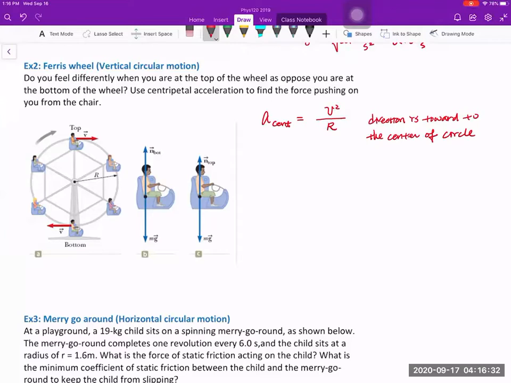Now to understand this, you have to make a free body diagram. So let's look at a free body diagram. If we look at the top, so let's say this is the situation at the top. Because you have a mass, you're going to give the chair a force, which is m times g. This is the weight. And you are also going to experience a normal force from the chair because you are sitting on the chair. So the chair is going to give you a force. This is the normal force.